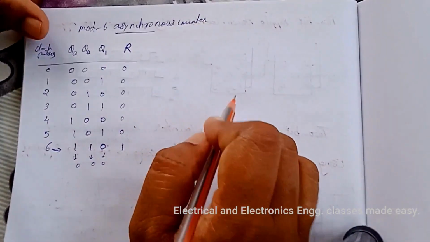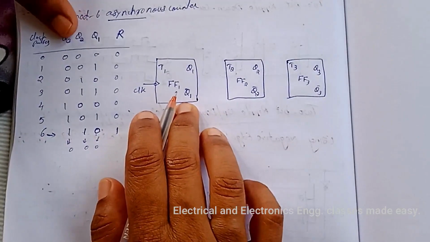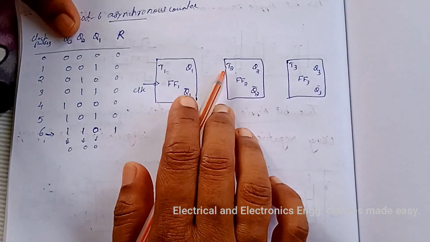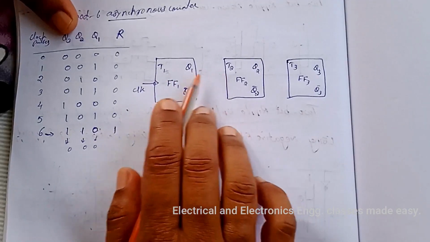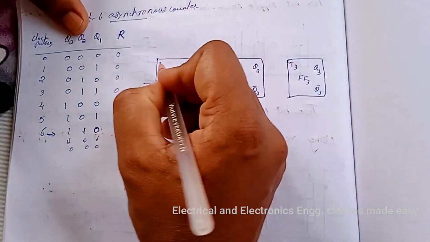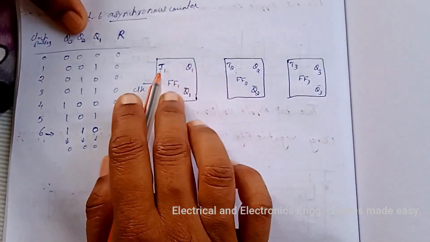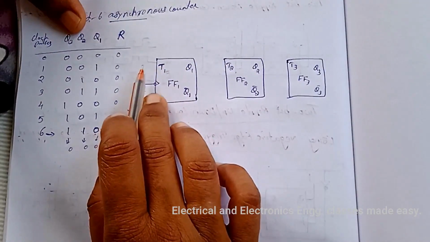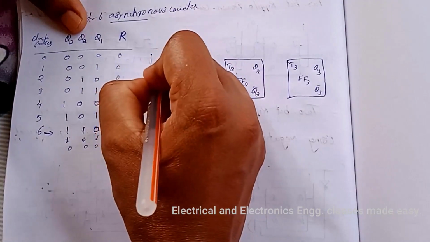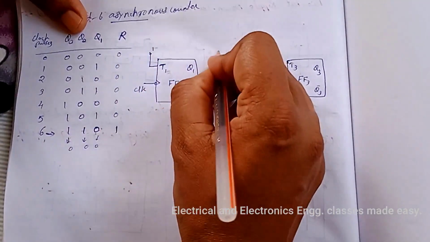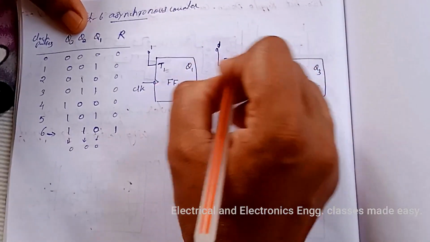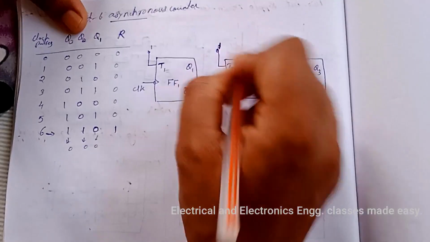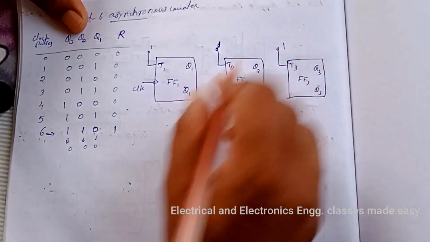Now we can draw the logic diagram. The question is to design using T flip-flop, and that flip-flop should be in toggle mode. So to get the toggle mode, what will be the value for this T input? It should be 1. That is, a T flip-flop with input 1 is in toggle mode.